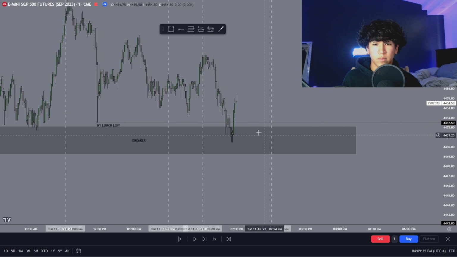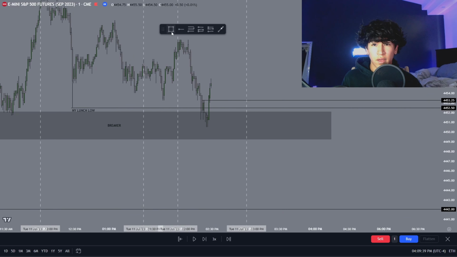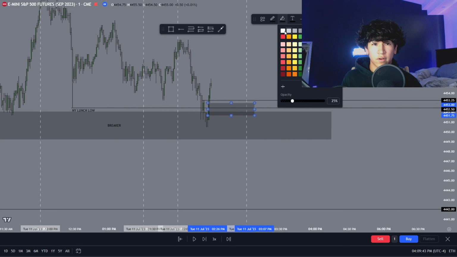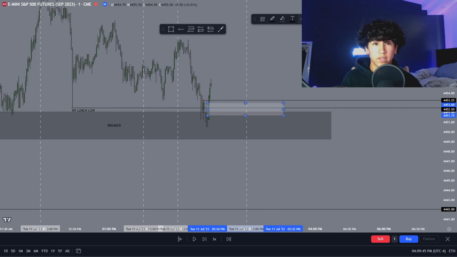Price comes down a little bit more, and then boom, here we get our breaker structure right here, and also it leaves behind a fair value gap. So this is our ICT silver bullet setup.